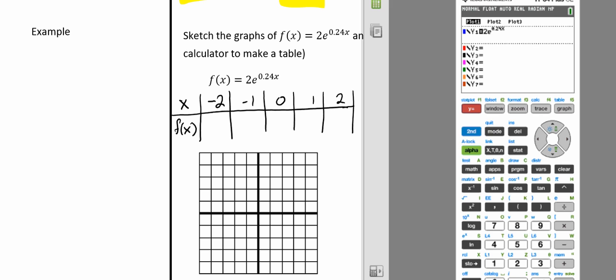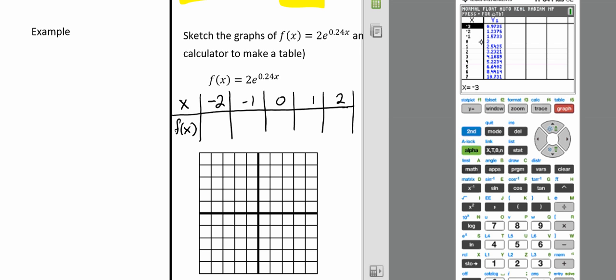So we'll pull up our calculator, and here we'll put in our equation, 2 times e raised to the 0.24x. And then we'll go to our table, and it tells us what our values are. We're going to write each of those down. So for negative 2, we'll put 1.2376. We can round this as well, because we can't really graph the 0.2376 by hand. So let's write down the values for our table. Go ahead and push pause and do that. When you're done, push play and we'll continue.